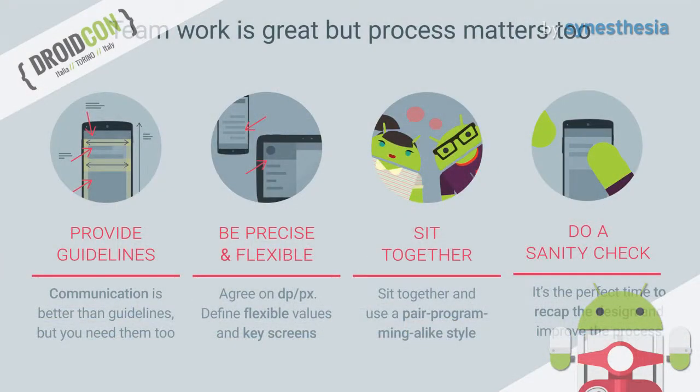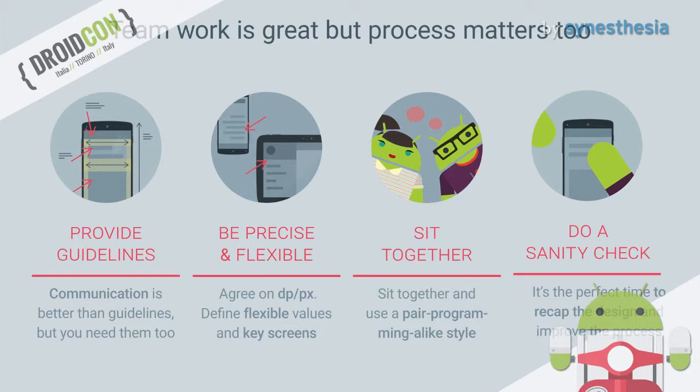The sanity check. The sanity check is a way to have an overview of the design and check screen by screen how the design and the experience are reflected by the code, and to see all the little details, and to ask your developer to redo some stuff, and they really hate it, but it's important.